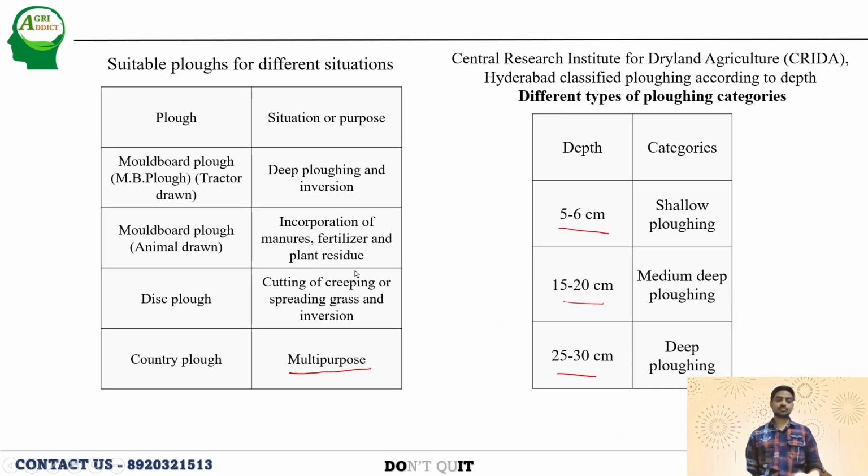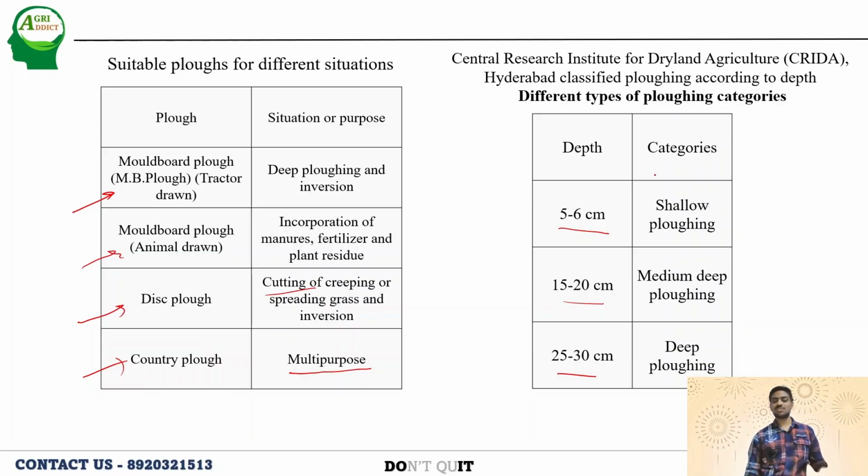And next, now we'll be studying which plows are used for which situations. This MB plow, which is tractor drawn, is more powerful, so it is used for deep plowing and inversion. But the same MB plow, which is animal drawn, is used for lighter, lower energy processes, just for incorporation of manures, fertilizer, and plant residues. And the disc plow has sharp edges, so it is for cutting grass and inversion. Chisel plow is for multi-purpose.